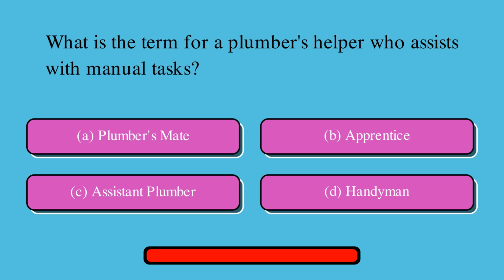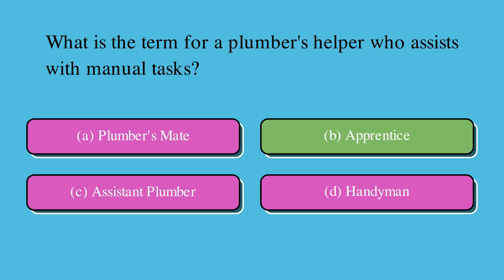What is the term for a plumber's helper who assists with manual tasks? A. plumber's mate or B. apprentice or C. assistant plumber or D. handyman? The correct answer is B. apprentice.